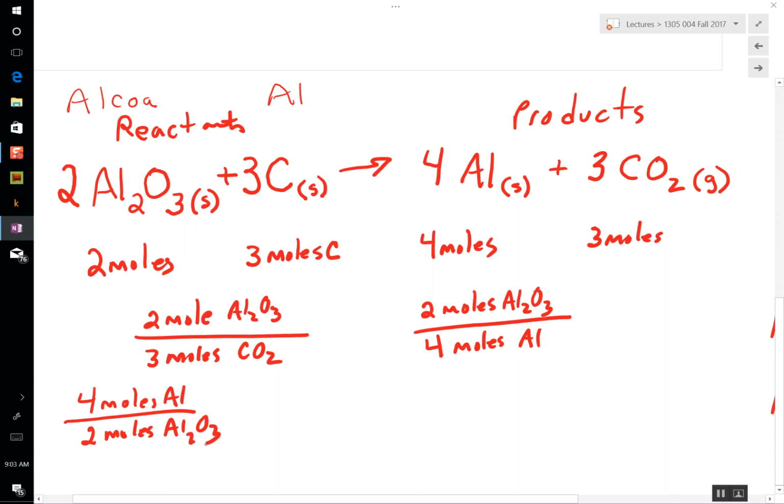Okay, so here I'm using it one way. I got aluminum oxide on the top and moles of aluminum on the bottom. Here I've got it just the other way around. It's the same. That's the ratio of moles of aluminum to moles of aluminum oxide. There's your ratio of moles of aluminum oxide to moles of aluminum. All right, you could compare any two of these with each other, just based on these coefficients.